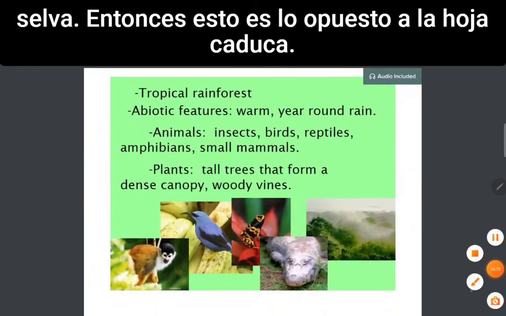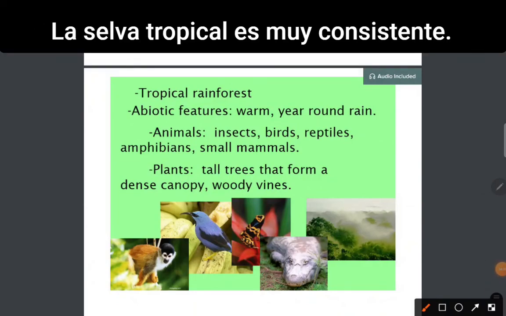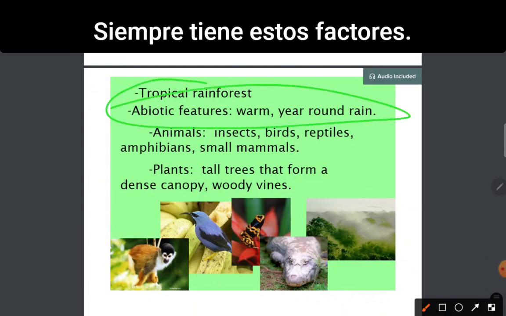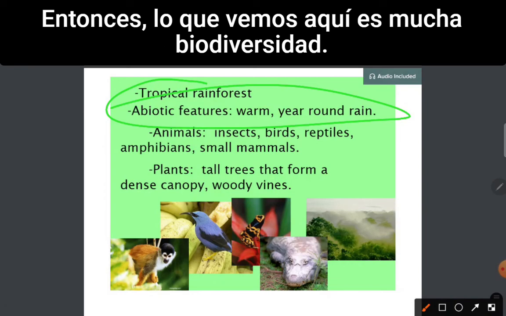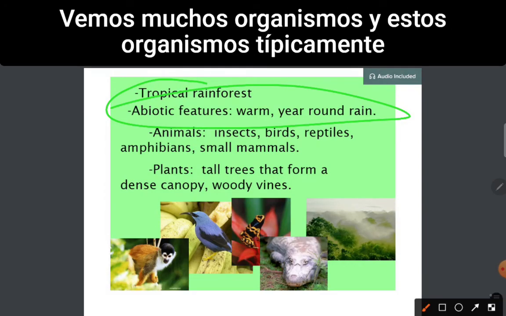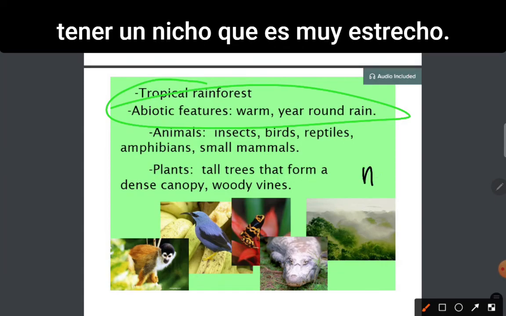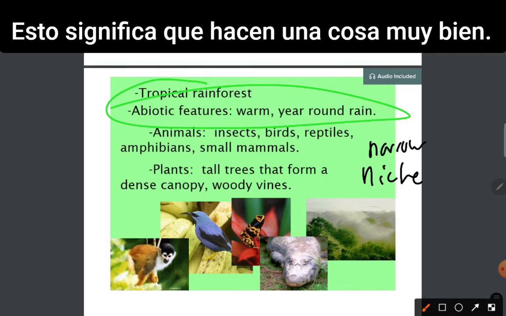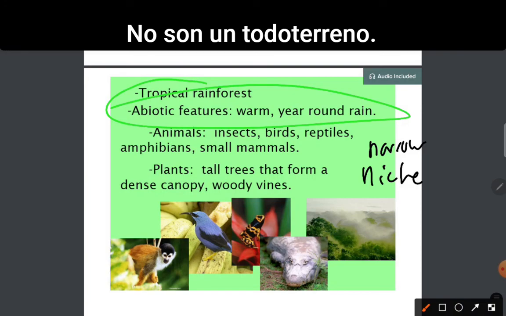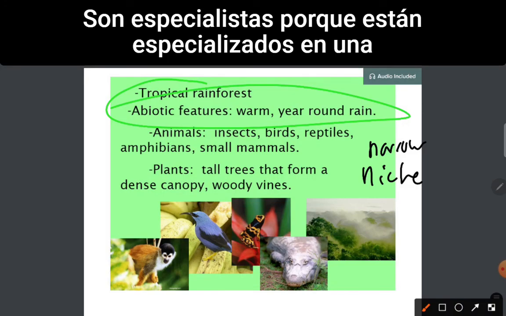Next, we have the tropical rainforest. So this is the opposite of the deciduous. The tropical rainforest is very consistent. And so what we see here is a lot of biodiversity. We see a lot of organisms. And these organisms typically have a niche that is very narrow. This means that they do one thing very, very well. They are not a jack of all trades, they are a specialist.